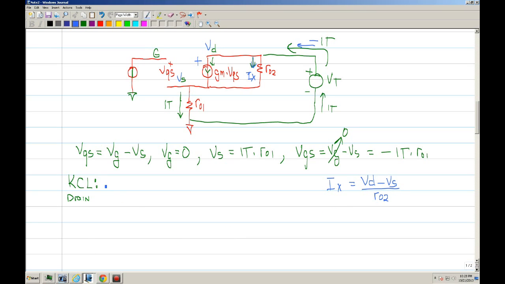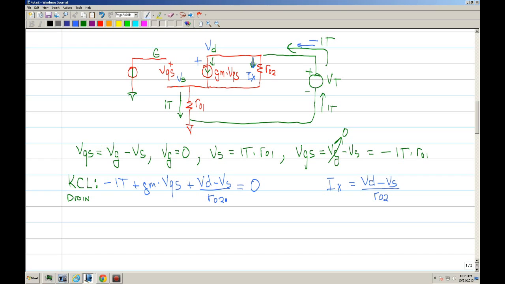Okay, so let's go back here. So you got a negative IT plus GM VGS, and now we're going to say that this is VD minus VS over RO2. Okay, do I have that? I think all of that is correct, and then we say that that is 0.